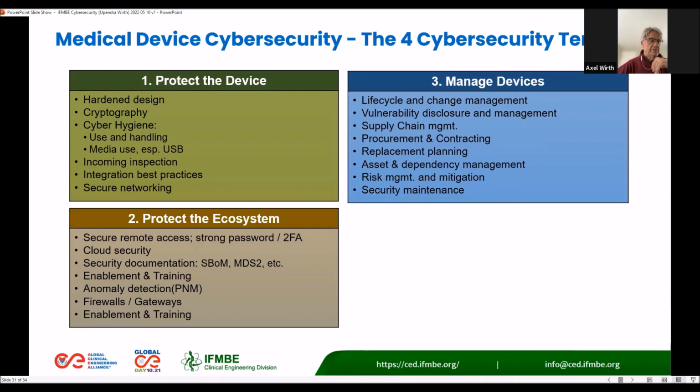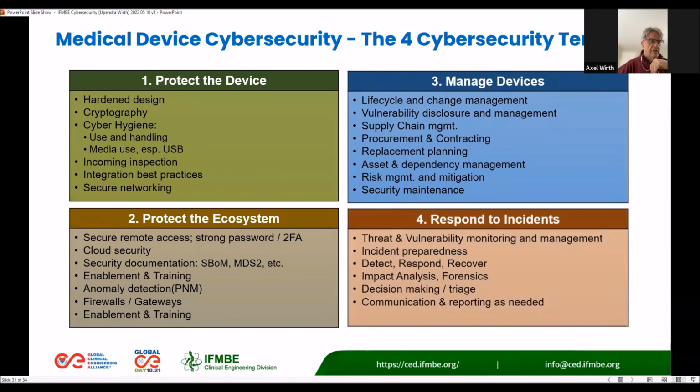asset and dependency management so that devices are known, are secure, manage your risk, mitigate your risk, and maintain your security posture. And then lastly, respond to incidents, right? Understand the threats, understand the vulnerabilities of your devices. Be prepared to detect, respond, recover, collect forensic data so you can learn from it, make the right decisions should an incident occur, and communicate and report as needed.